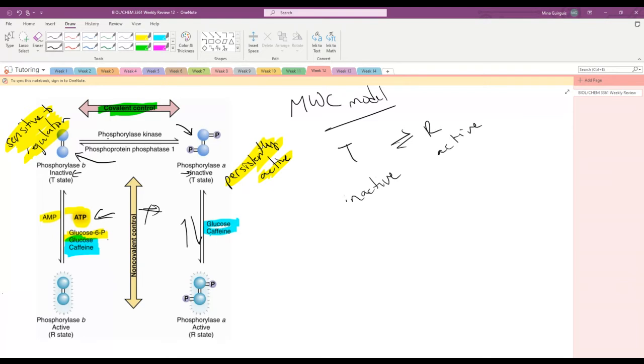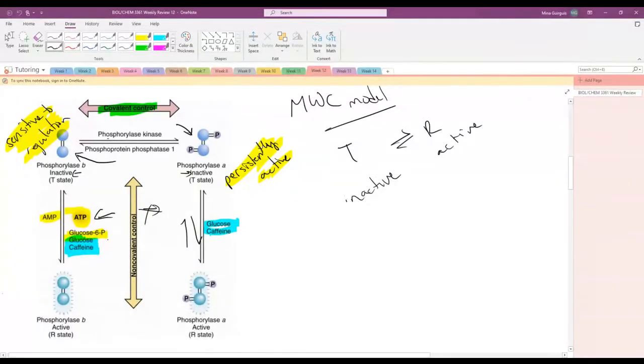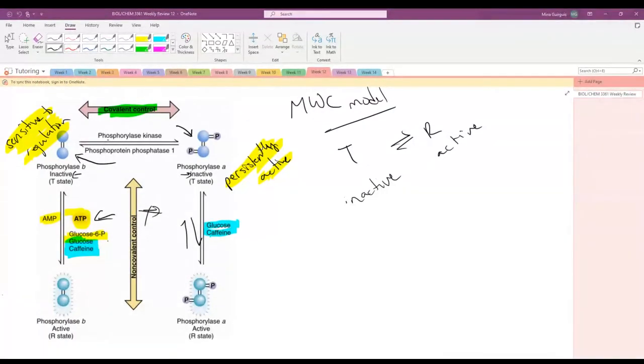AMP has the exact opposite logic, just like before. When you have AMP, that's telling you have low energy status. Low energy status tells you, let's get more energy. How do we get more energy? We release glucose 6-phosphate from glycogen. Okay. Why aren't they present in A? Because A is persistently active. Because A doesn't want to be inhibited or regulated by the presence of glucose 6-phosphate or ATP.